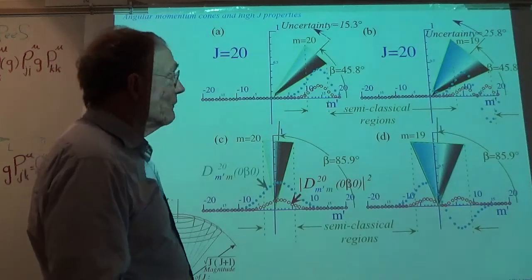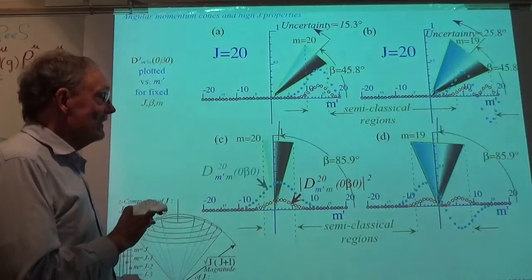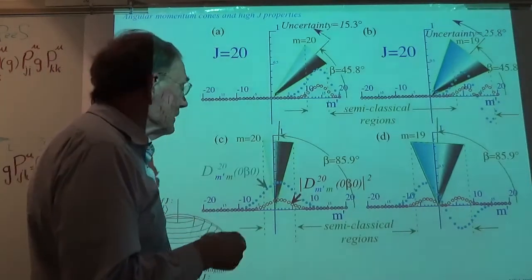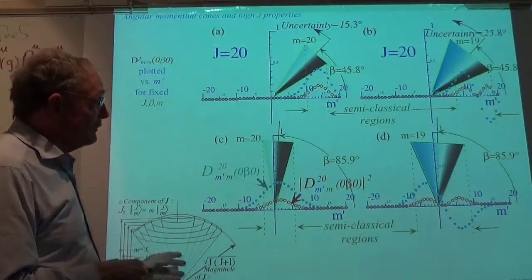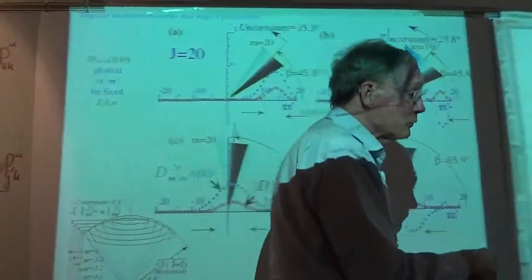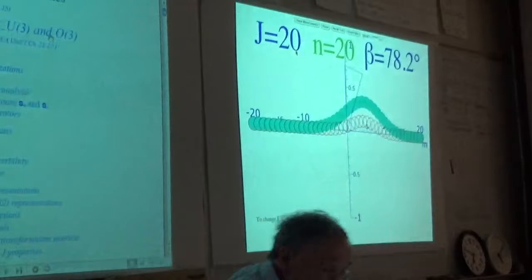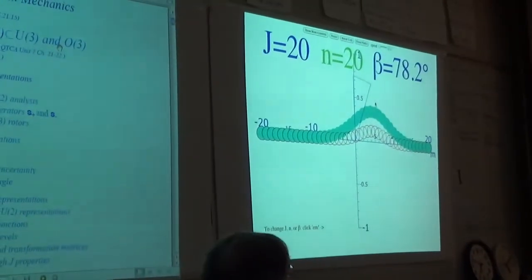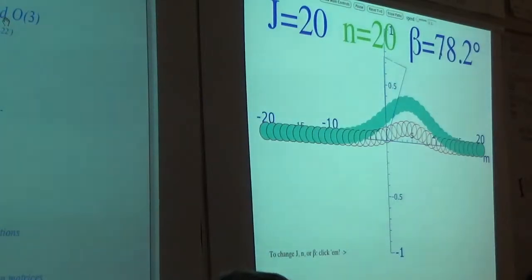Our d functions are functions of those integers. Making them something else that doesn't make sense. But this cone does make sense. Now I'm going to switch over to this one so you can see this for angular momentum 20, just to get a feeling for what it's doing. And what I'm going to do is start out here with J20, M20, and I'll make the angle smaller now.